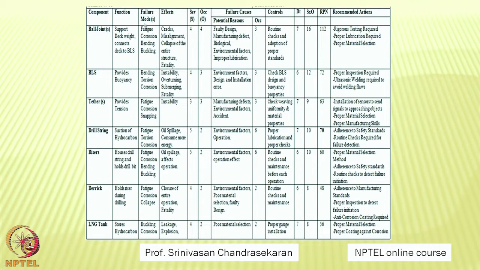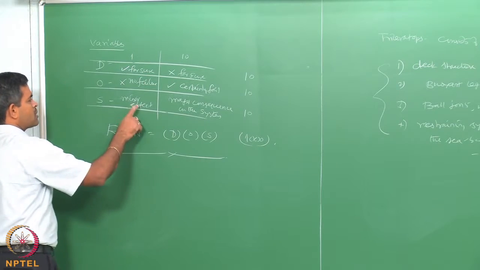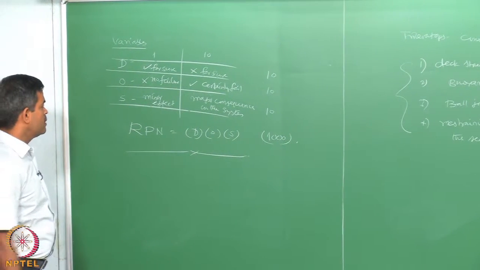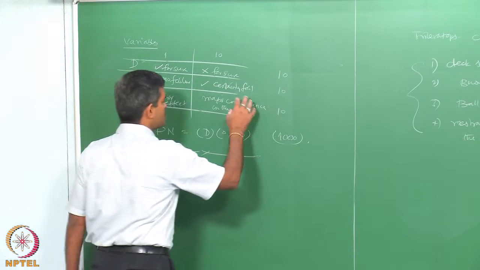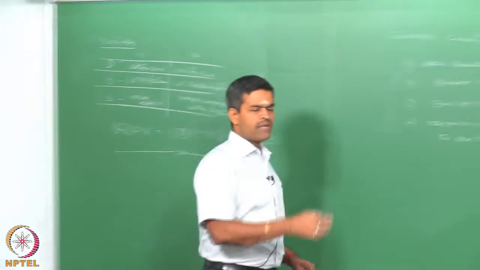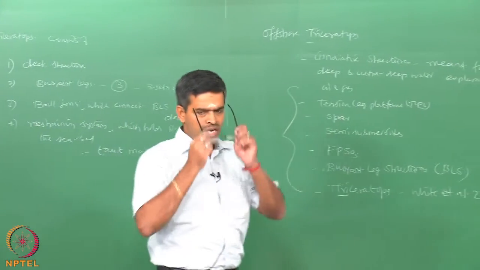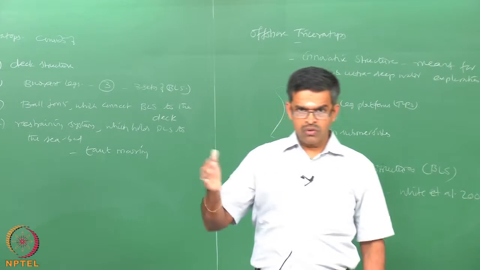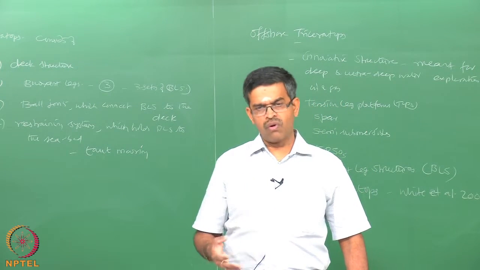The failure modes are borrowed from the previous slide: fatigue, corrosion, bending, buckling. The effects could be cracking, misalignment, collapse of the entire structure. So, the severity is measured on a 10-point scale, to a value of 4. Please pay attention to the table here. Severity 1 means it can cause a minor effect on the overall system. Severity 10 means it can cause a major consequence to the system. We have taken a number 4 here. One can always take a number closer to 10, maybe higher than 4, even 4 or 5.